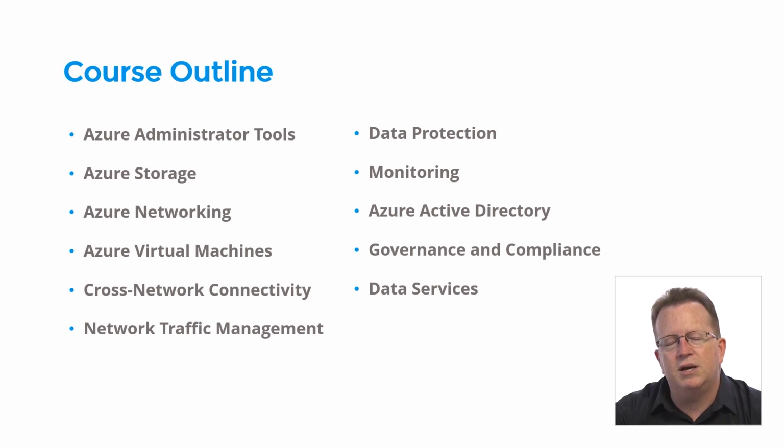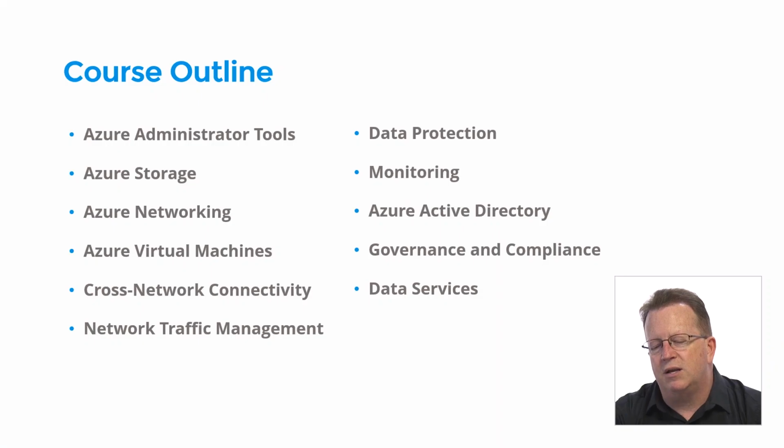We'll also look at cross-connect network connectivity, where we can look at things like the ability to set up a site-to-site VPN from your on-premises network into the Azure cloud. Then we have the ability to look at some traffic management capabilities, things like load balancing and Traffic Manager, so we can do cross-region availability sets, for example.